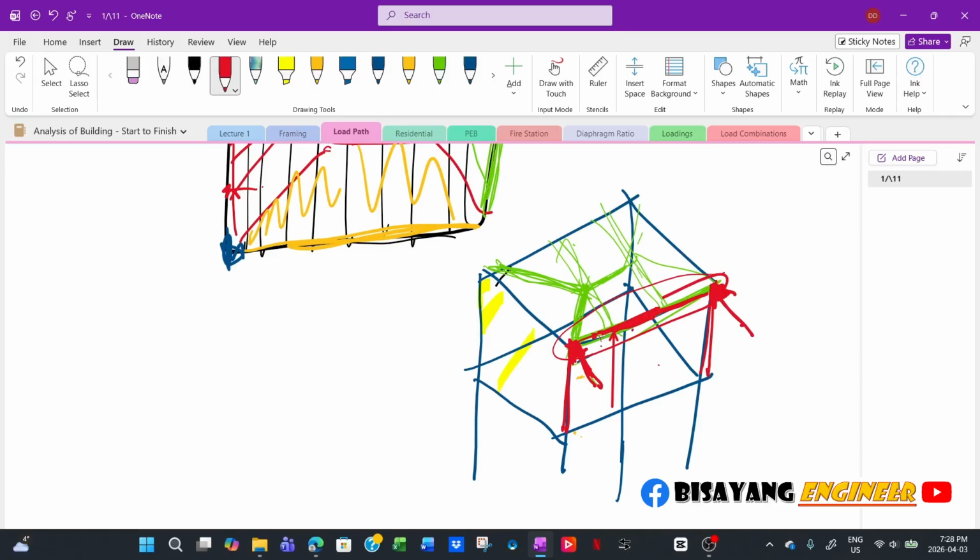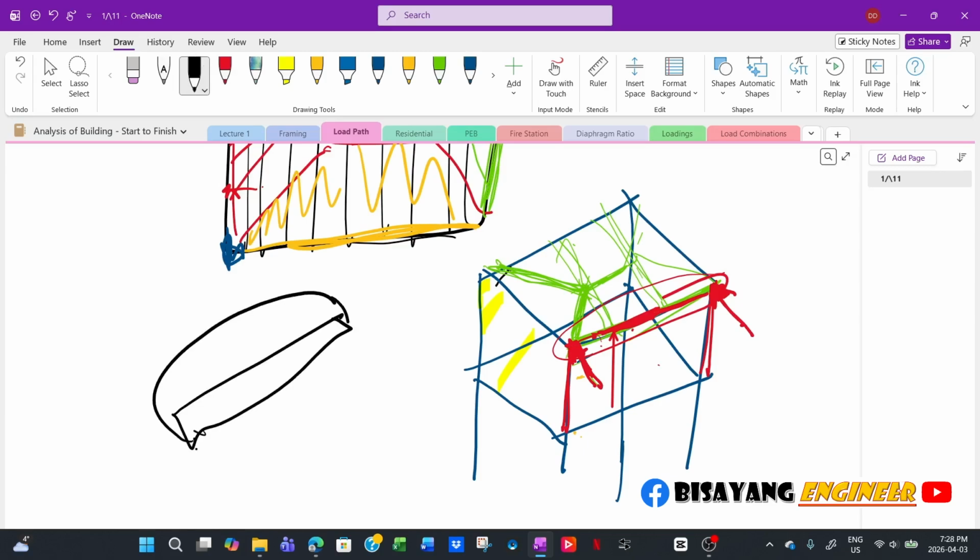So your beam will bend horizontally, and then you have a reaction. This reaction here, due to the lateral load, is the load that you apply at the joint. So you have to be careful in modeling your frame, whatever software you're using.